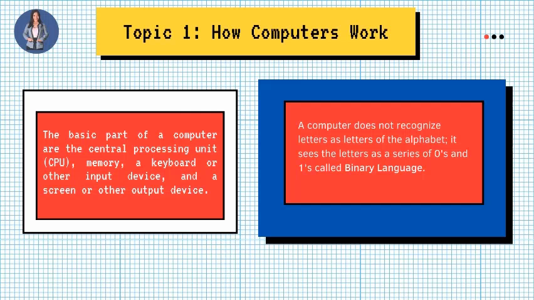So how does it work? A computer receives data through an input unit based on the instructions it is given, and after it processes the data, it sends it back through an output device.